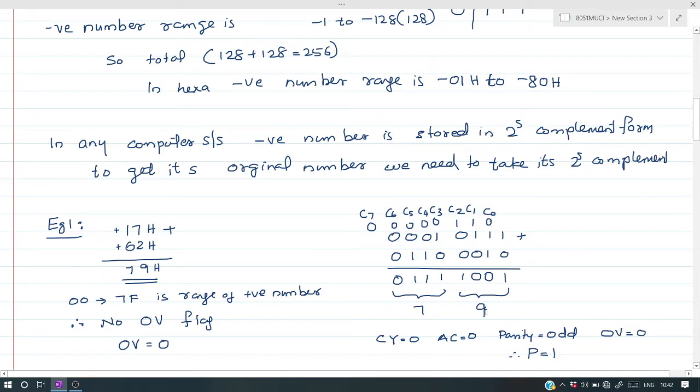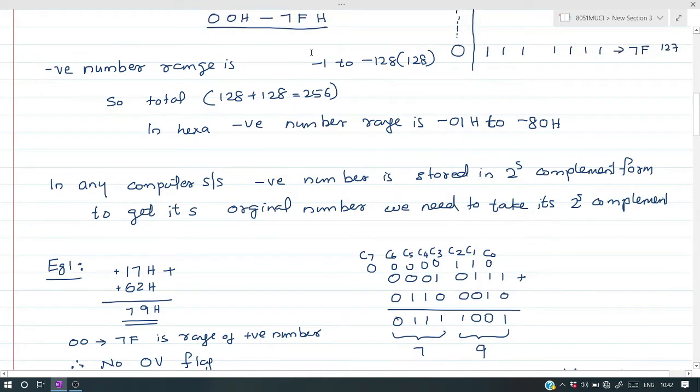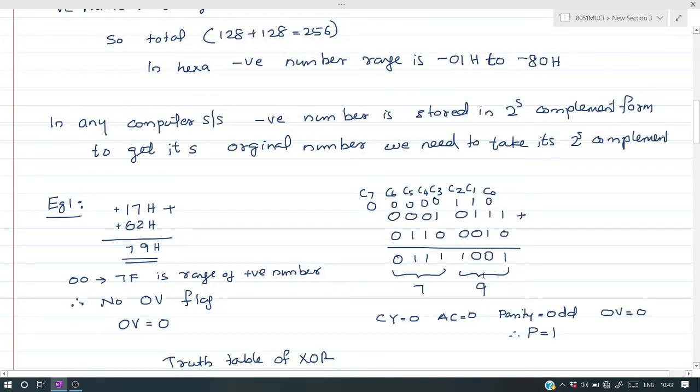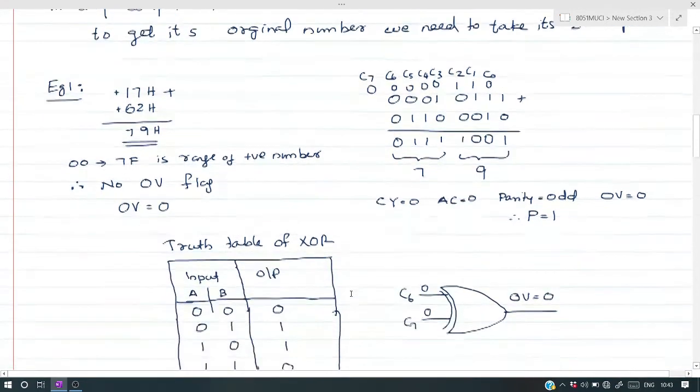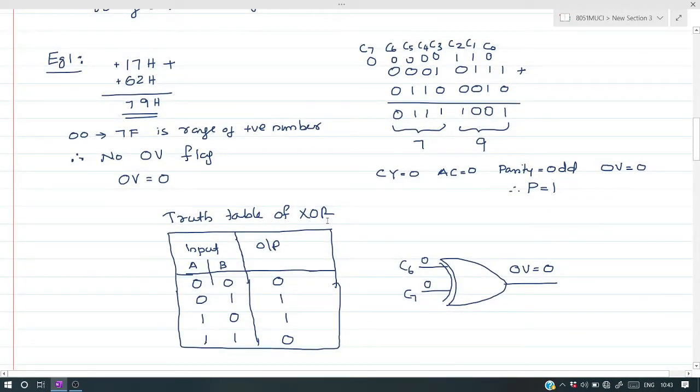Why? Because 79 is within this range. But how does the computer create this overflow flag as 0? For that, an XOR gate is used. Let's refresh the truth table of the XOR gate.